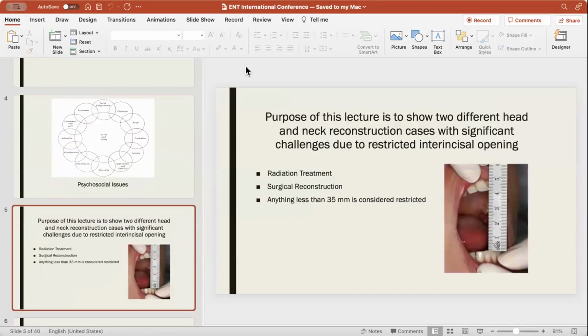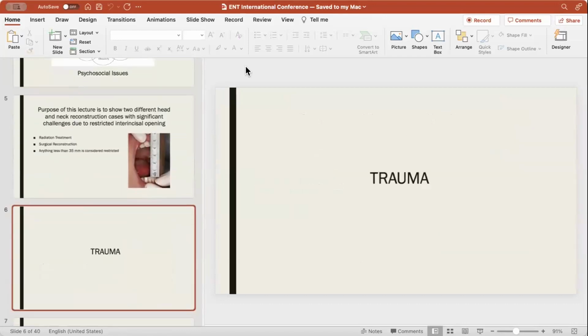The purpose of this lecture is to show two different head and neck reconstruction cases with significant challenges due to restricted interincisal opening. Many of these patients get radiation treatment and surgical reconstruction, and that causes a lot of interincisal deficiencies, and anything less than 35 millimeters is considered restricted, in which case it makes it difficult for me to get into the mouth to make any prostheses.